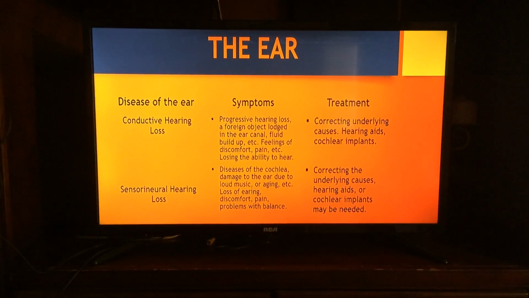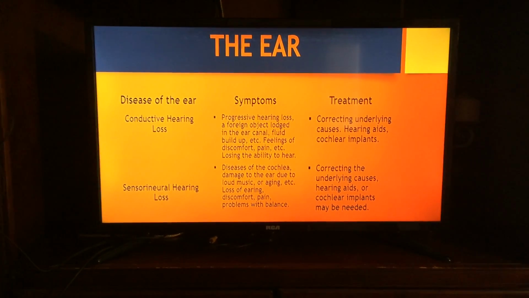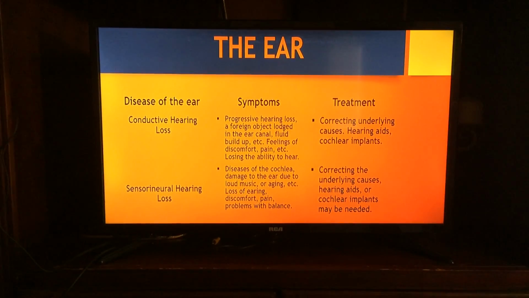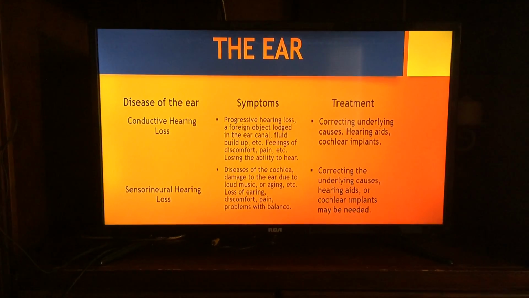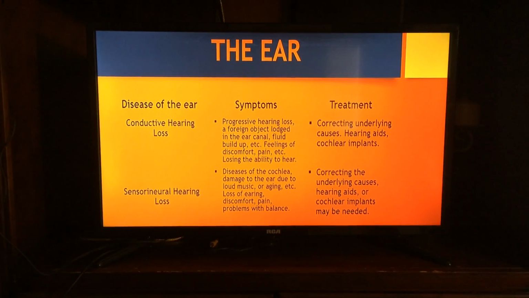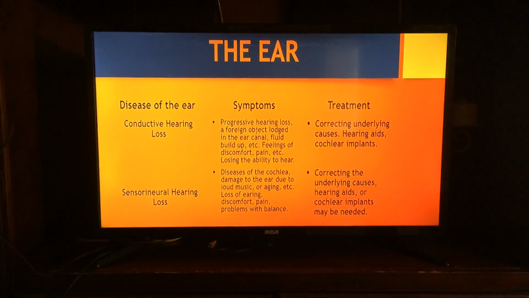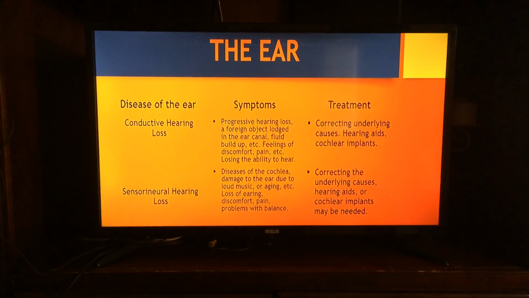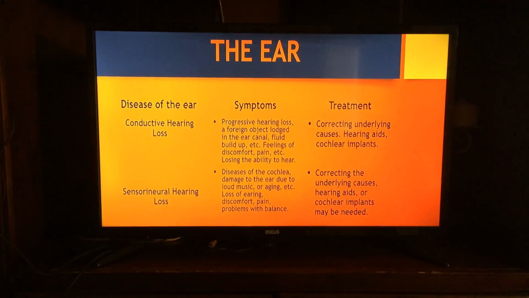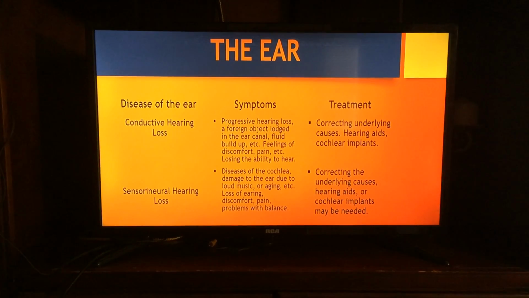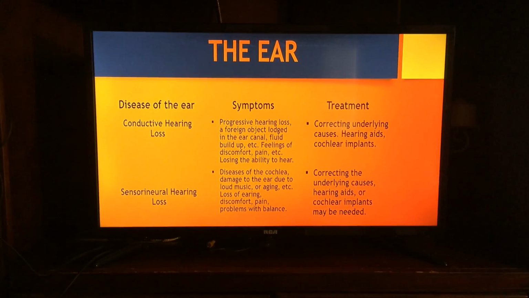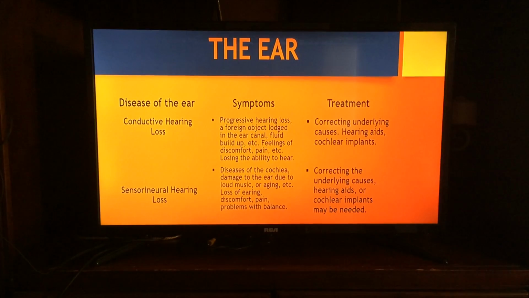You have conductive hearing loss and sensorineural hearing loss. Progressive hearing loss, a foreign object lodged in the ear canal, fluid buildup, etc., feelings of discomfort, pain, etc., losing the ability to hear. Treatment for the conductive is correcting the underlying causes, hearing aids or cochlear implants.